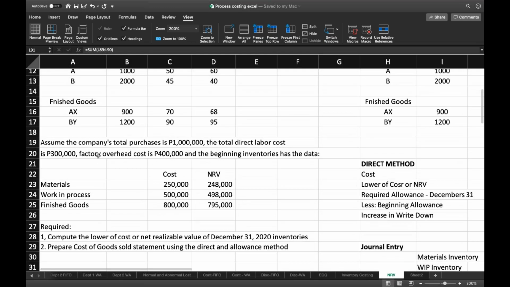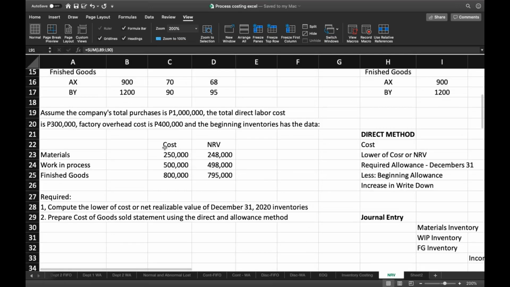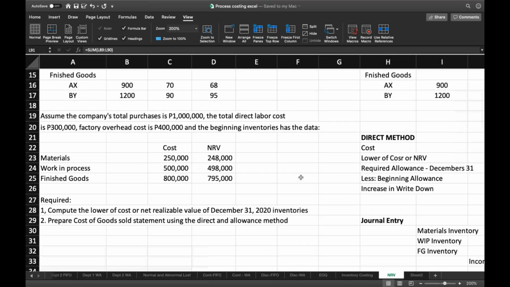And then other information, assume the company's total purchases is 1 million, total labor cost is 300,000, factory overhead is 400, and the beginning inventory has the following data: material, work in process, and finished good cost versus NRV. So we are required to compute the lower of cost or NRV as of December 31, 2020 and the cost of goods sold statement using direct and allowance method.